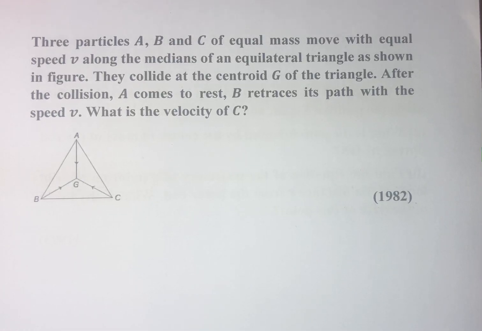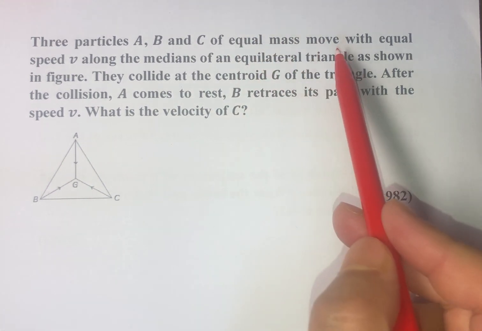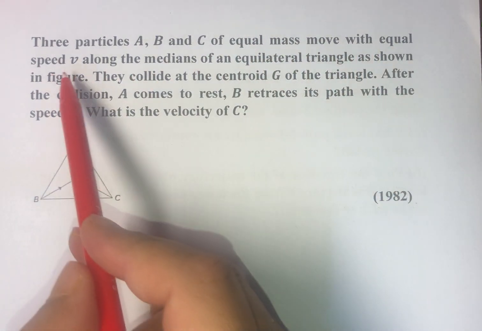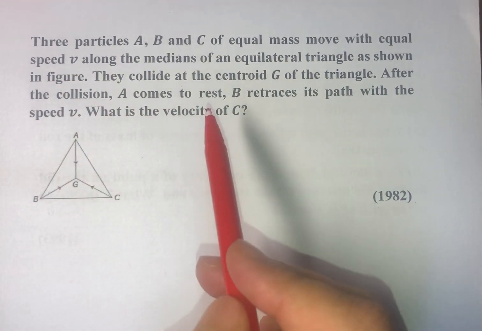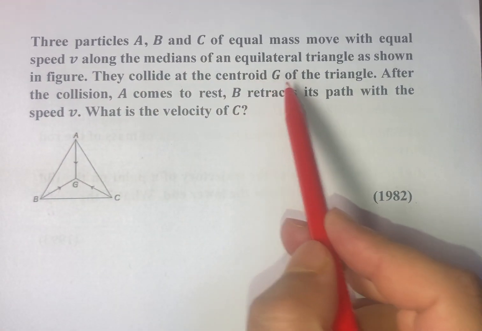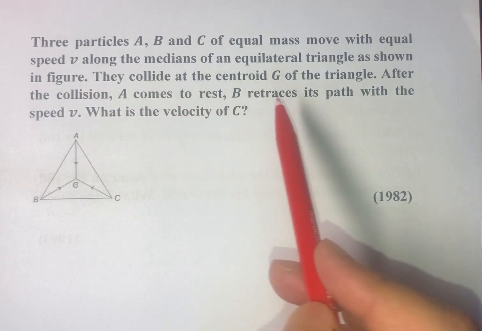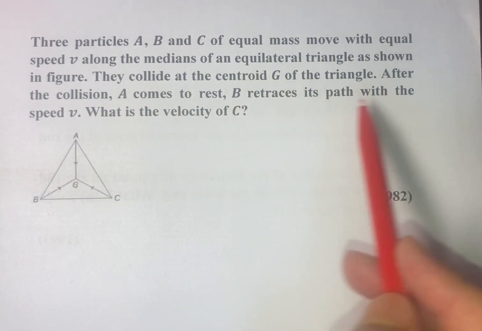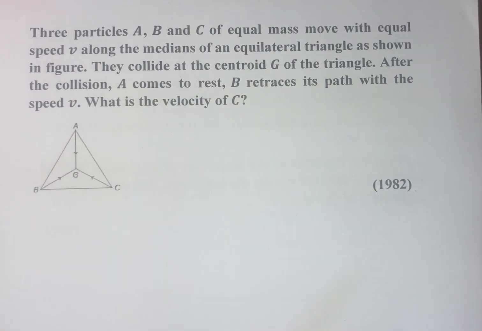Hello friends, in today's question, three particles A, B and C of equal mass move with equal speed v along the medians of an equilateral triangle as shown in figure. They collide at centroid G of the triangle. After collision, A comes to rest, B retraces its path with the speed v. What is the velocity of C?